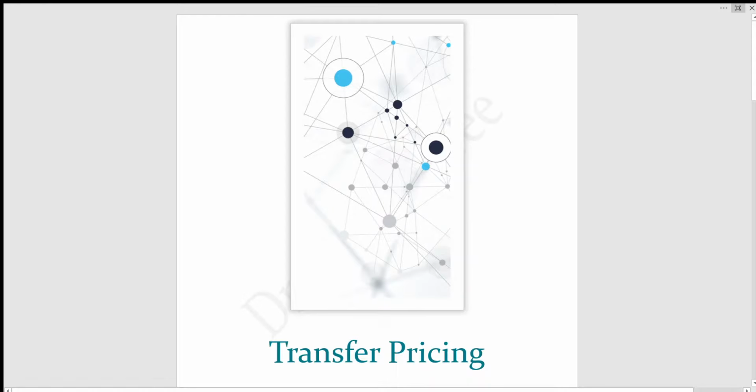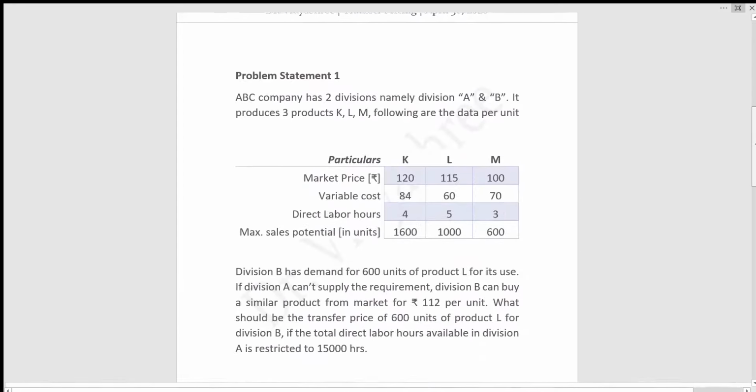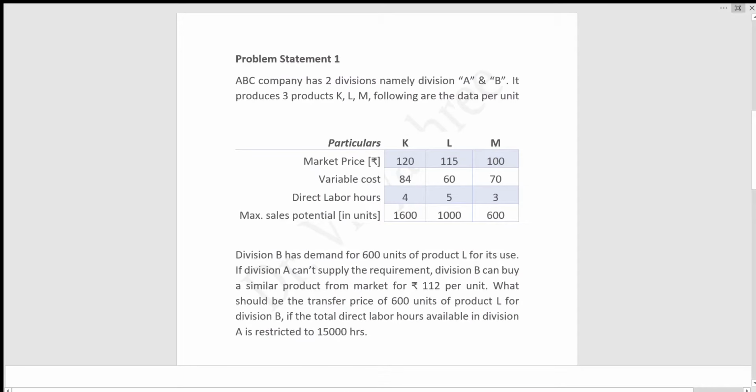Welcome to Transfer Pricing, Problem 1. Let's see the problem statement.